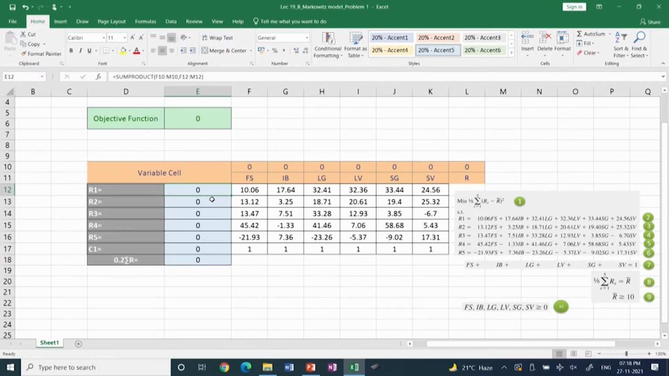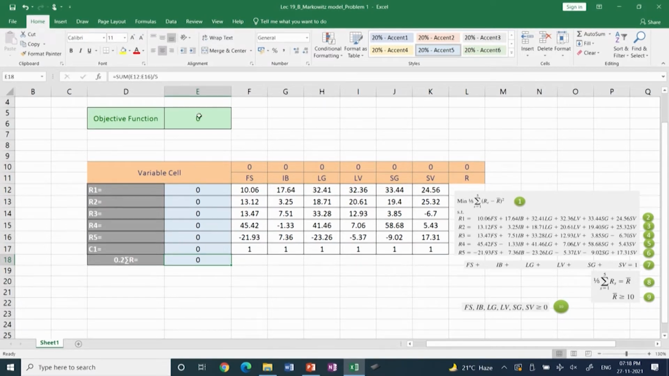See that formula E12, SUMPRODUCT of F10 to M10, F12 to M12, that provides the R1, the right hand side of our constraint. Okay, and you see here the L10 and E18, because we are going to write one constraint there, that I will explain with the model.